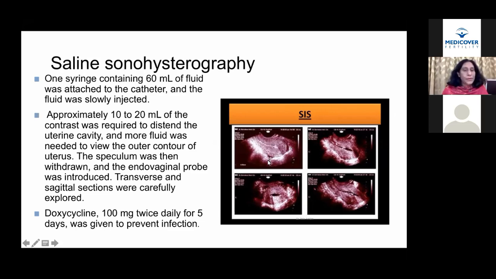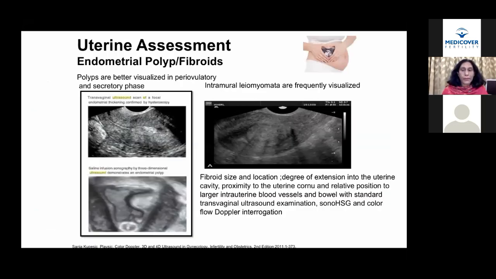Now here, this black is the saline which has come out, so it also means that the tubes are patent. Here you can see the dark shadow, which is because of the saline we have injected, is able to demarcate the lining of any polyp or fibroid much more clearly. Of course, when we do this, we also give them antibiotics for 5 days as prophylaxis to prevent any infection.